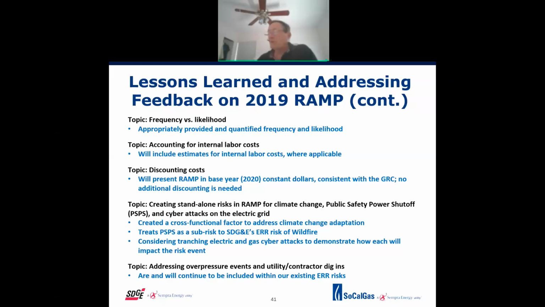Within RAMP, the asset incident risk covering overpressure events, and equipment failure and incorrect operations are two possible drivers that would be capturing this. And with regards to dig-ins, the dig-in chapter covers both primary and secondary dig-ins, meaning if they are third party, if they are utility or contractor, they are all represented within the dig-in chapter.